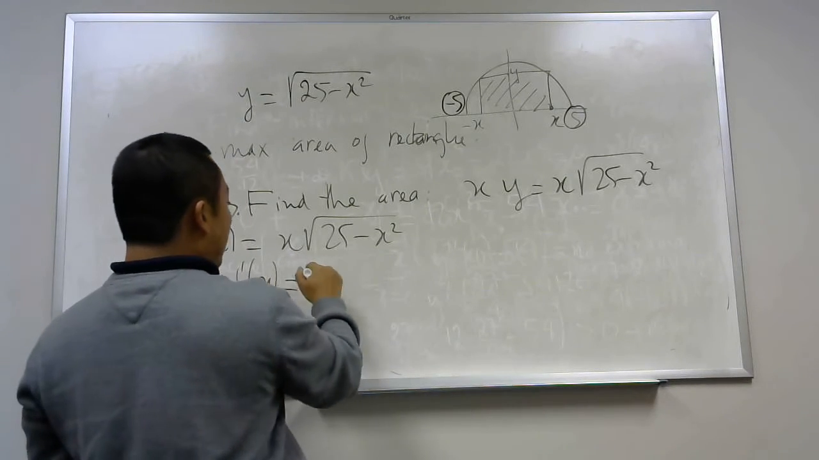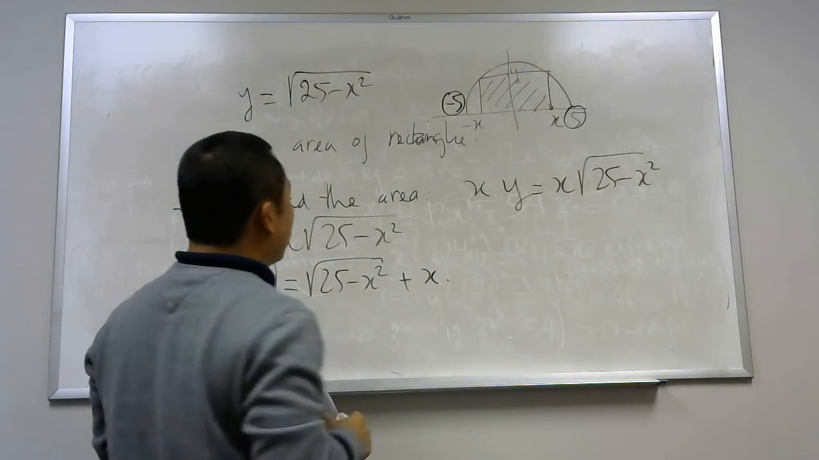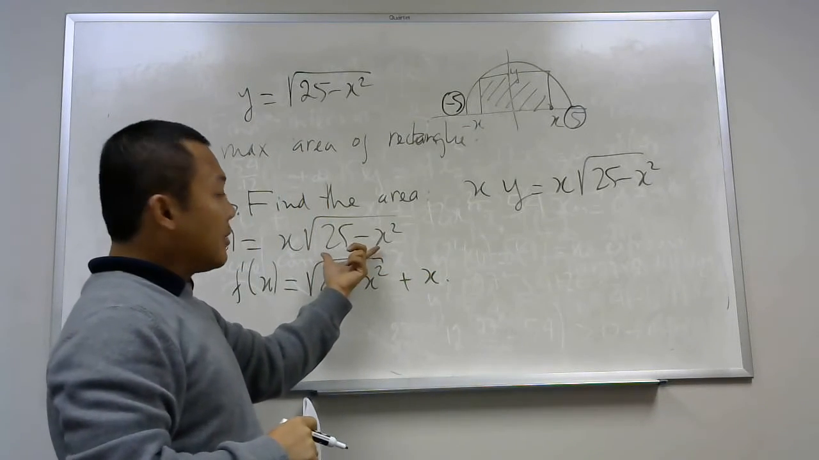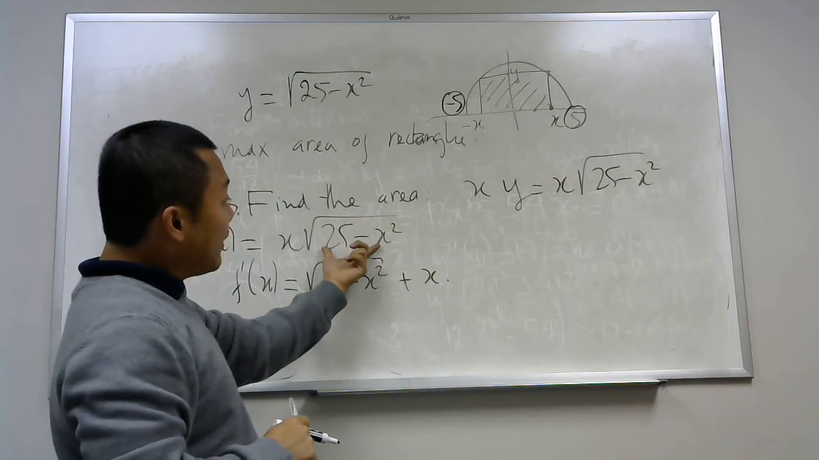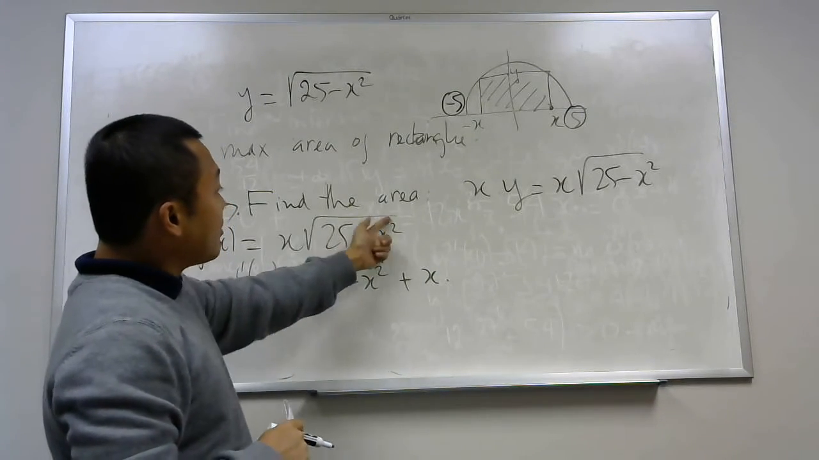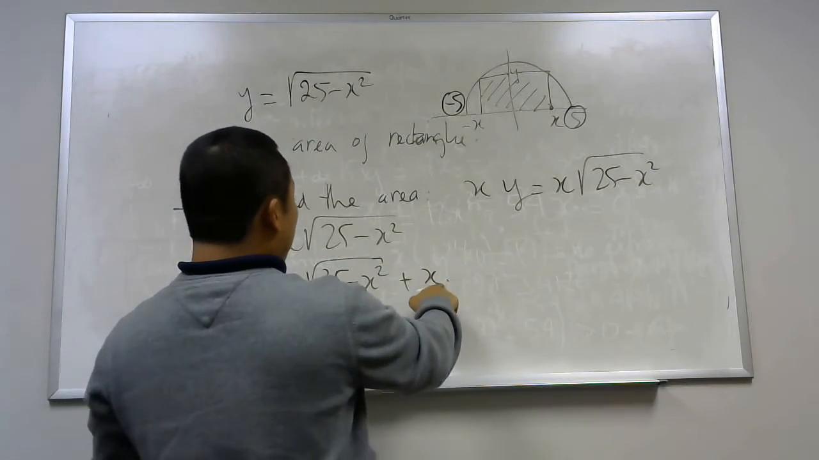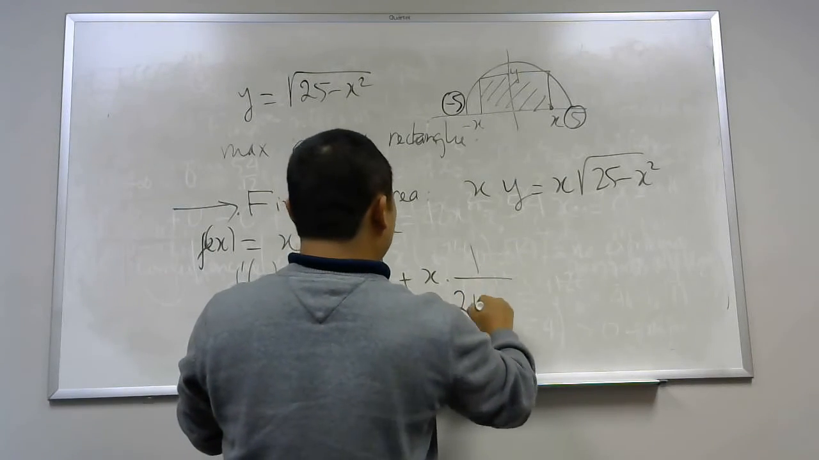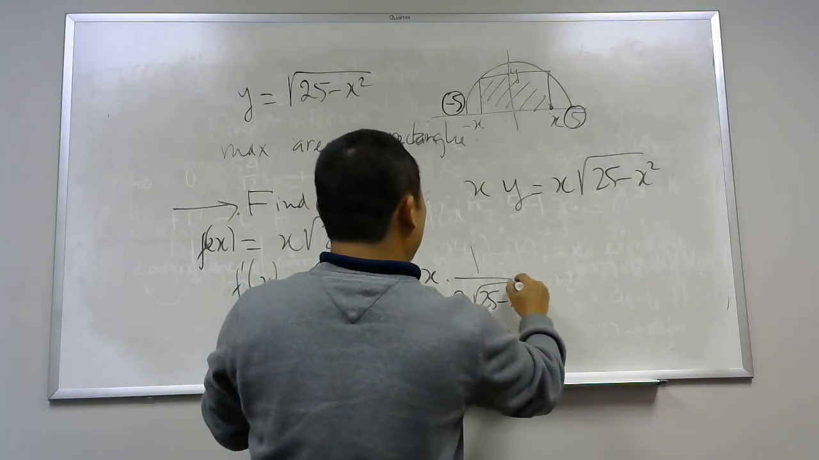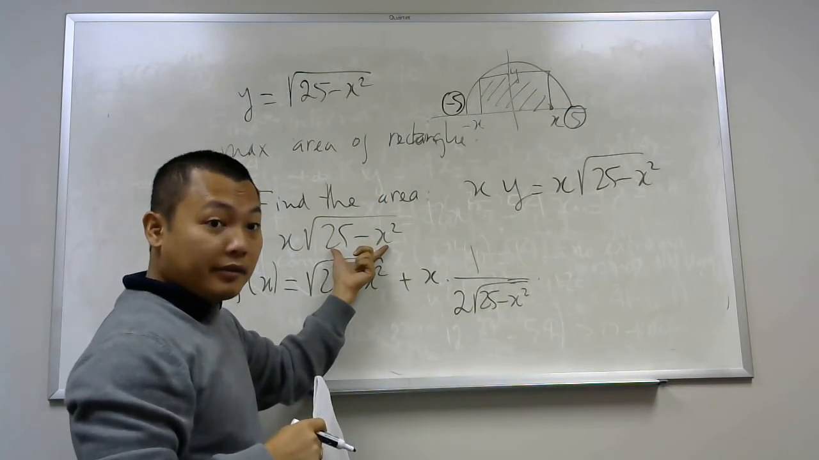The derivative of x is just 1. I have the square root of 25 minus x squared, plus x times the derivative of this guy. But the derivative of this guy can be found by using the chain rule. You have two functions in here. The outside function is the square root, the inside is 25 minus x squared. So by using the chain rule, I have to take the derivative of the outside first. That means 1 over 2 times the square root of 25 minus x squared, and then multiply by the derivative of the inside, which is negative 2x.